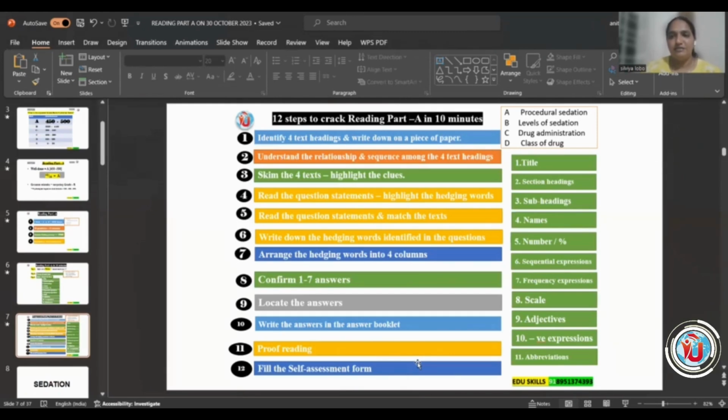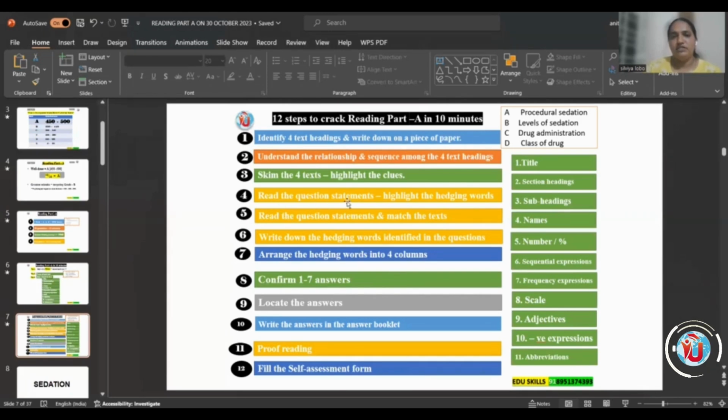For us, there are 12 steps on the Edu Skills platform. First, identify the four text headings and write them down on a piece of paper. Second, understand the relationship and sequence among the text headings. Third, skim the four texts and highlight the clues: title, section heading, subheadings, names, number or percentage, sequential expressions, frequency expressions, scale, adjectives, negative expressions, abbreviations.